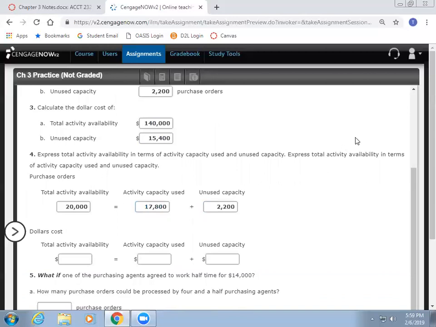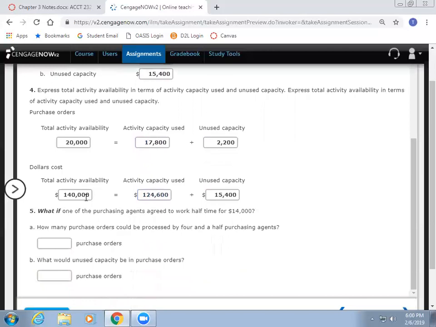And then we already processed the total activity availability in dollars. That was 140,000. And we know our unused was 15,400. So what was the dollar amount of the activity capacity that was actually used? Very good, 124,600. And you could obviously subtract 140 minus 15,400. Or you could take the 17,800 times 7. You should get the same amount.